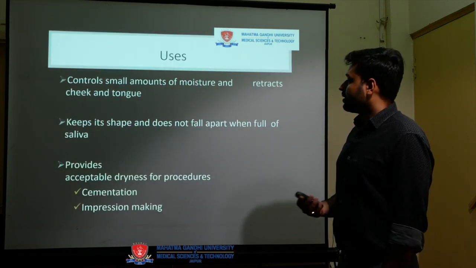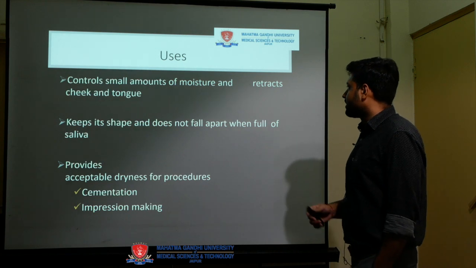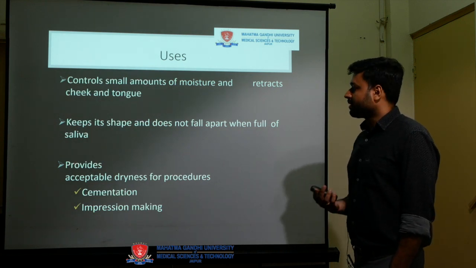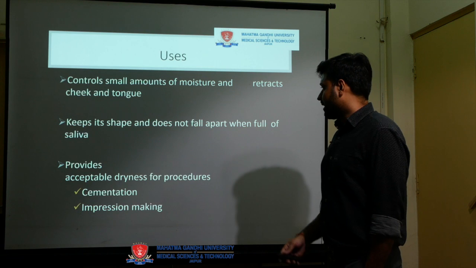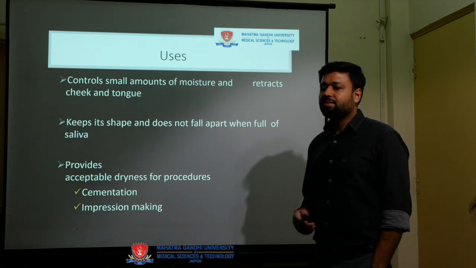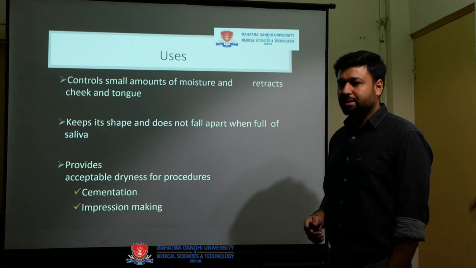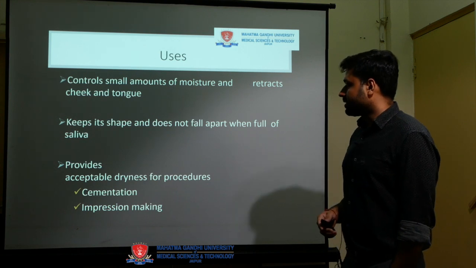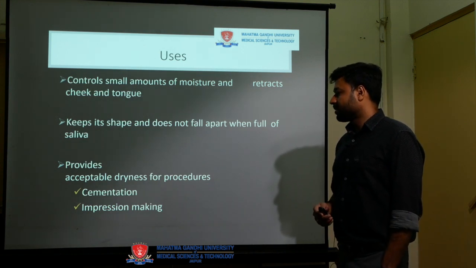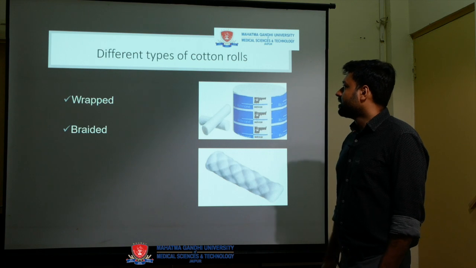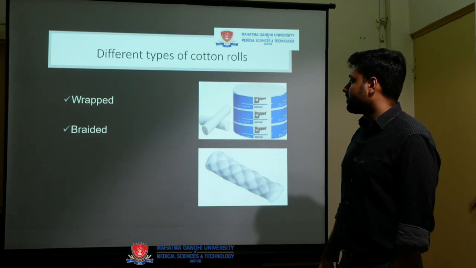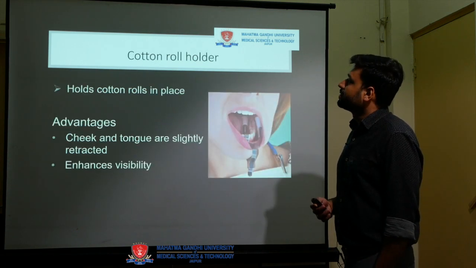So these rolls control a small amount of moisture and they retract the cheek and tongue. It stays in place and does not fall apart when full of saliva. It provides acceptable dryness for procedures, and we can use it in the cementation procedure and impression making procedures. Now, different types of cotton rolls, wrapped and braided, we can use.